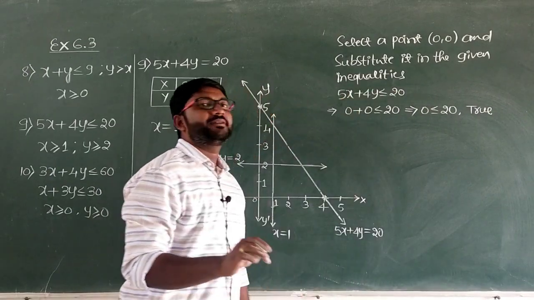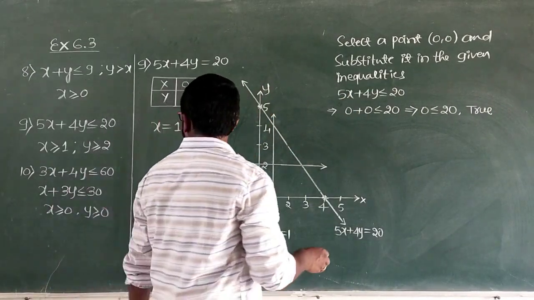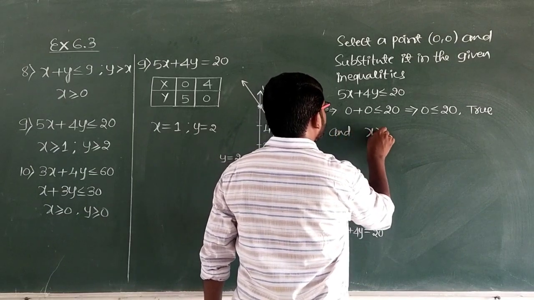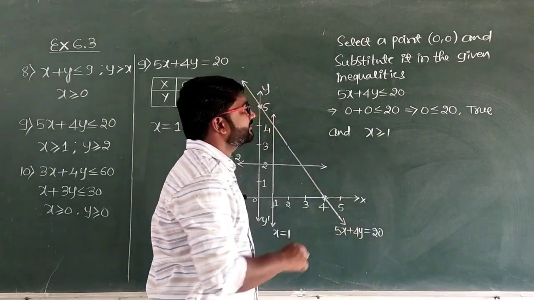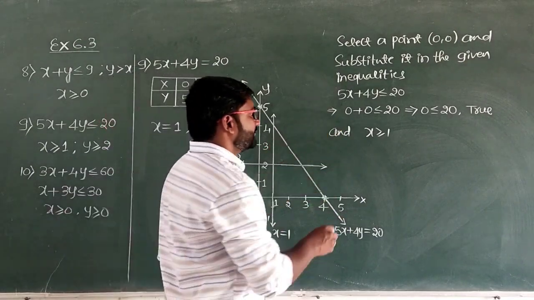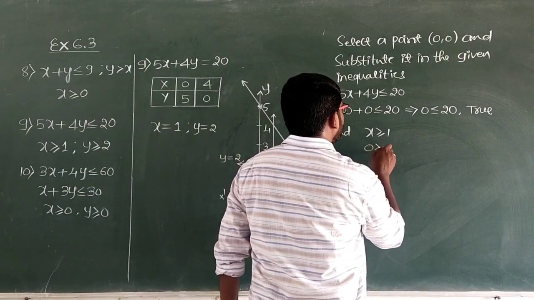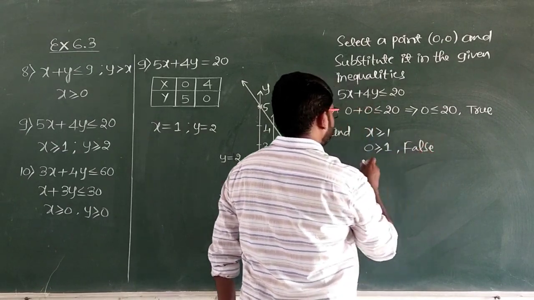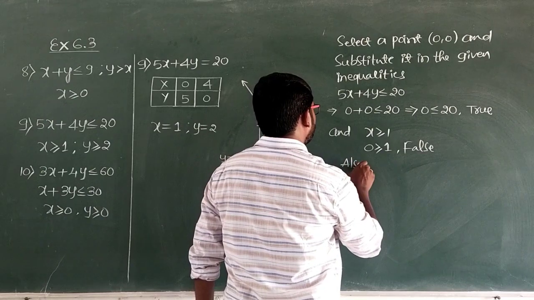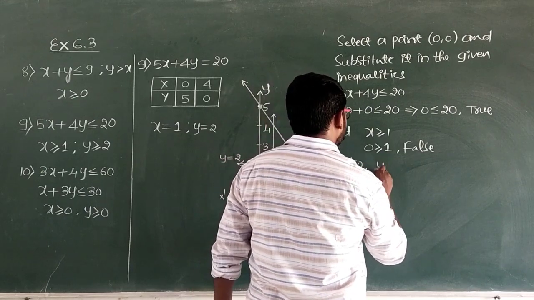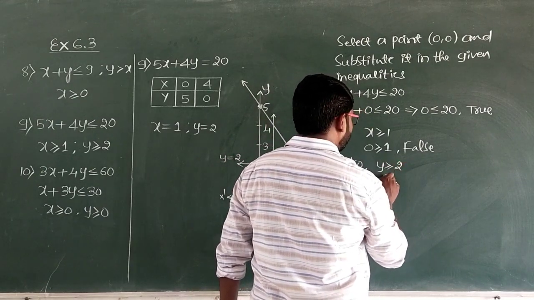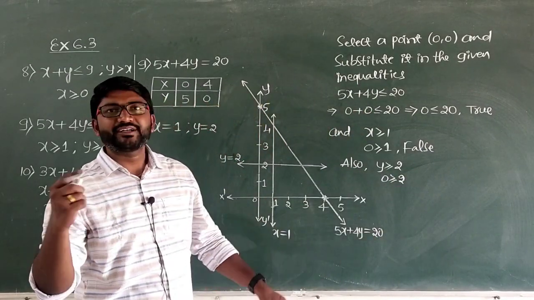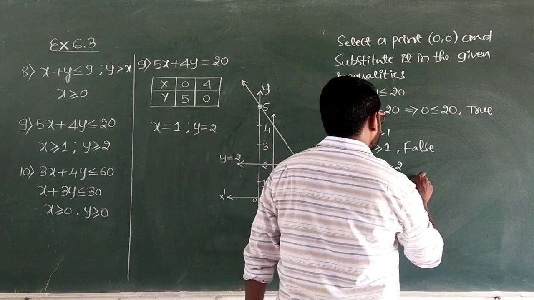Now take up the other two inequalities. It is x greater than or equal to 1. What is the value of x here? It is 0. So, 0 greater than or equal to 1, which is false. And then another inequality, y greater than or equal to 2. Again the y value is 0, so 0 greater than or equal to 2, which is false.